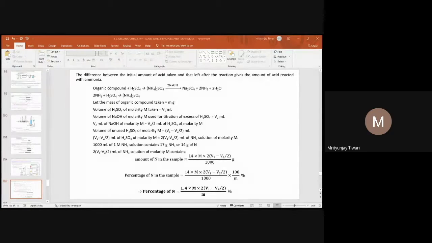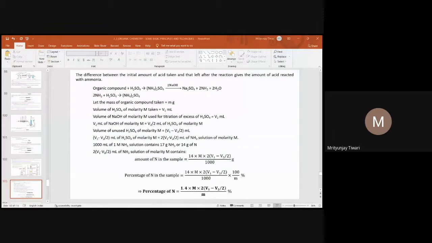If the solution is 1 molar, it means 1 mole of that substance is dissolved. So 1000 ml of 1 molar ammonia solution contains what? 1 mole of ammonia, and 1 mole of ammonia is 17 gram. This is the molar mass of ammonia in gram. 1 mole of ammonia means 1 into the molar mass of ammonia in gram will give us the amount of ammonia in gram. The molar mass of ammonia is 17 gram per mole.